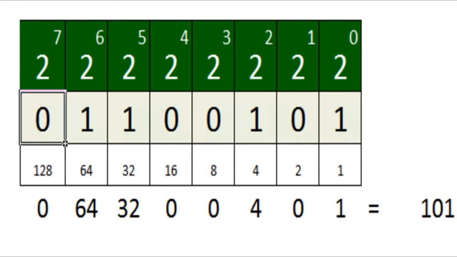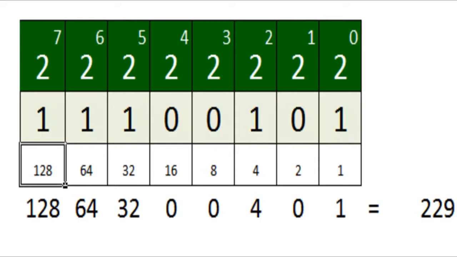If I add 1 in this position, it's going to have a very significant impact on the value of this whole number, because it's going to change it by a factor of 128. And that makes my number 229. So the bit in this position is most significant. The bit in this position is least significant.